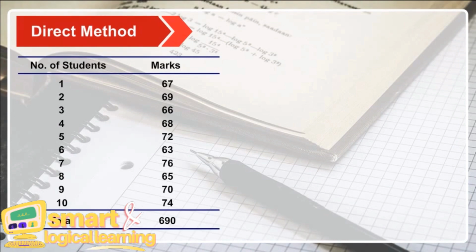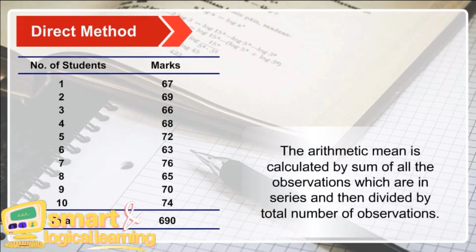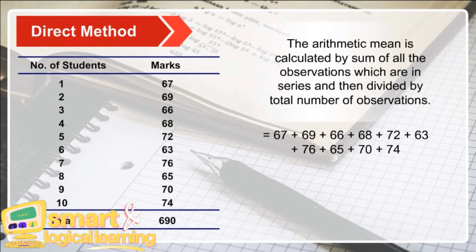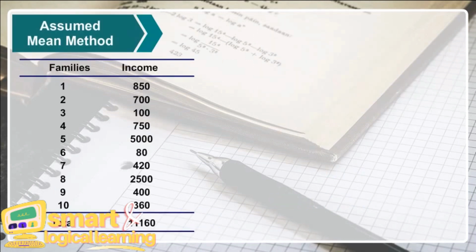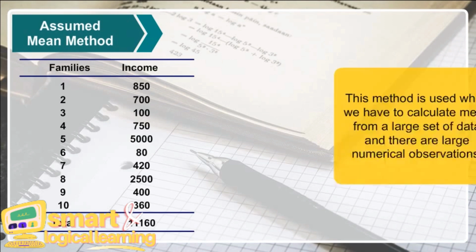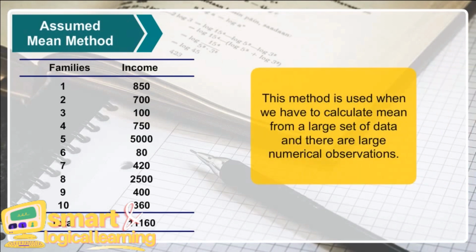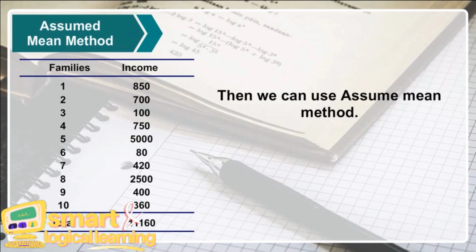Direct method. The arithmetic mean is calculated by the sum of all the observations in the series, and then divided by the total number of observations. Assumed mean method. This method is used when we have to calculate mean from a large set of data and there are large numerical observations. Then we can use the assumed mean method.